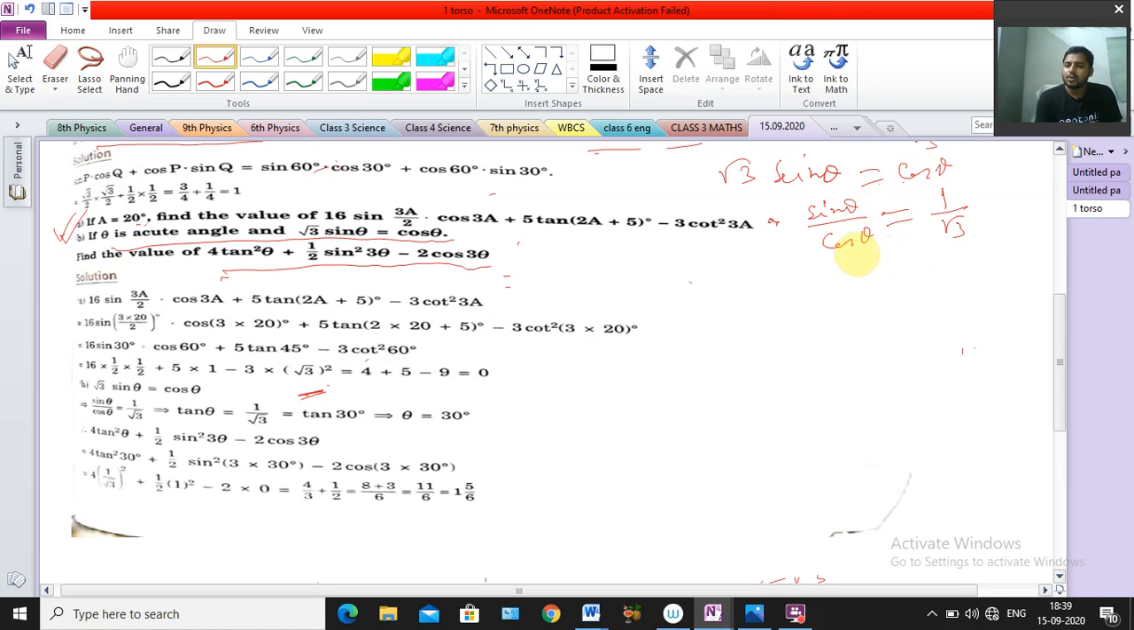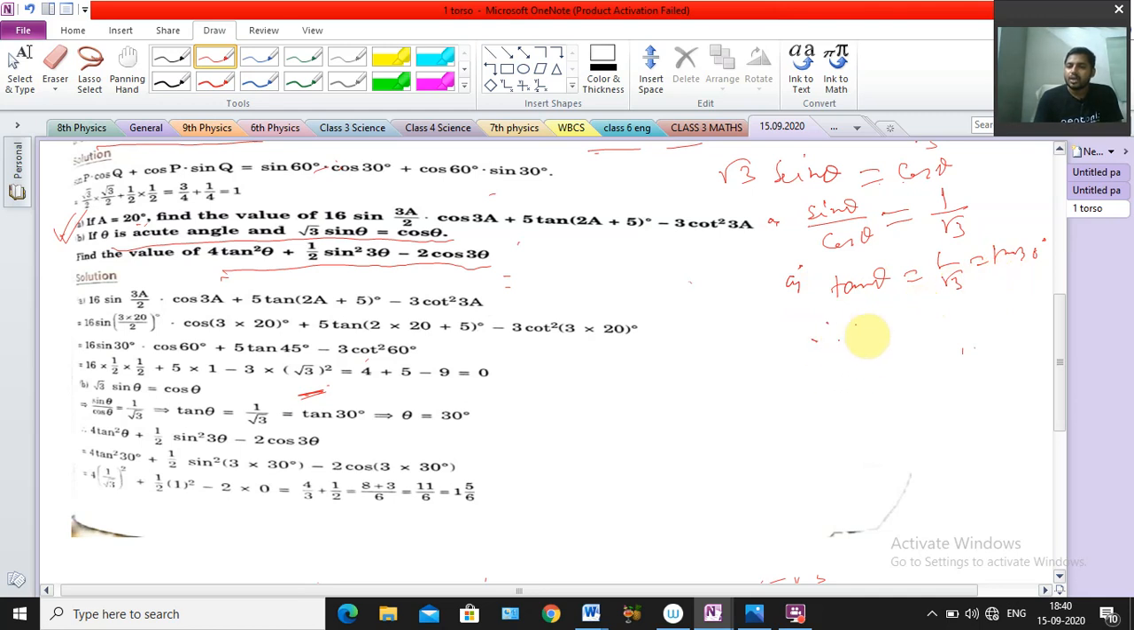This one understood? Otherwise you can see that if you do the cross multiplication, sin theta into root 3 will be multiplied, root 3 sin theta, and cos theta into 1, cos theta will come. So up to this one, sin theta by cos theta equal to 1 by root 3. Next what, sir? Sin theta by cos theta means tan theta. Tan theta means 1 by root 3, that is the value of tan 30 degree.